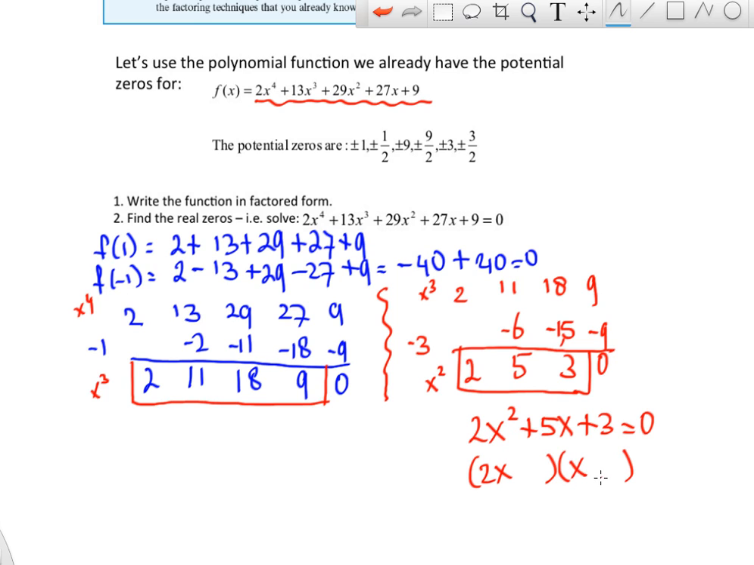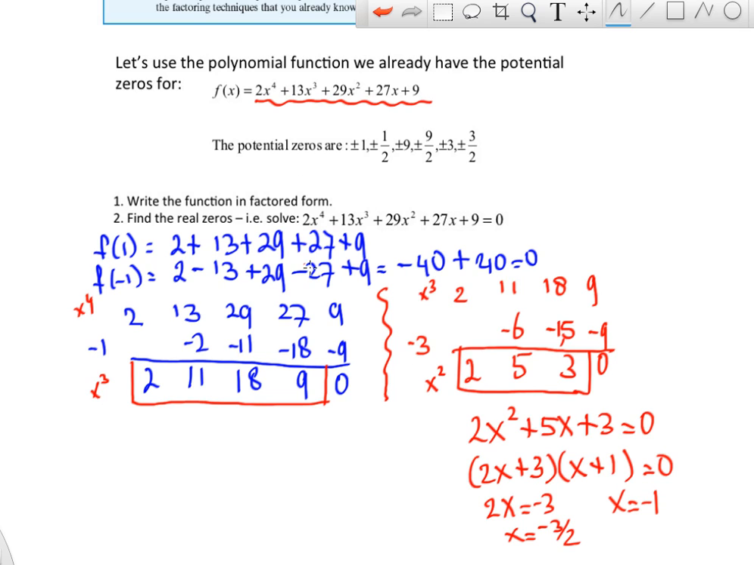And 3 has to be the product of two whole numbers, so the 2 is over here, so let's try a 1 there, I mean 2 positive numbers, or 2 negatives. So let's check: that's 2x squared plus 2x plus 3, that's 5, so that works. So that means that 2x plus 3 is 0, so x is a negative 3 over 2, and x plus 1 is 0, that means x is a negative 1. So actually I found all of the zeros, I believe.